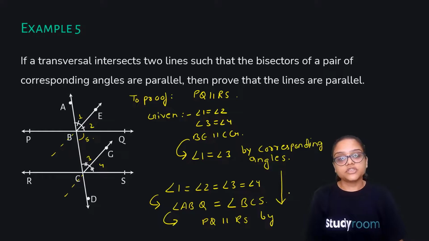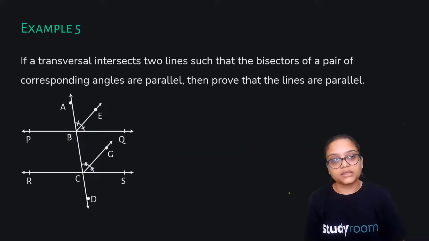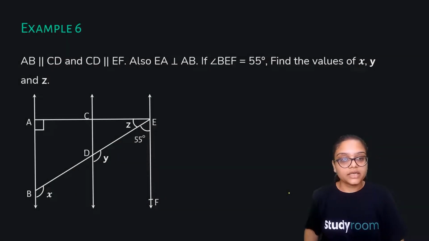We just need to prove a pair of angles equal and then we can arrive at the solution of parallel lines. Another question. We are given that AB is parallel to CD and CD is parallel to EF, so ultimately all three are parallel, by the theorem. Then AB is also parallel to EF. Also EA is perpendicular to AB, so this would be 90 degrees, and angle BEF is given as 55 degrees. Find the values of X, Y and Z.